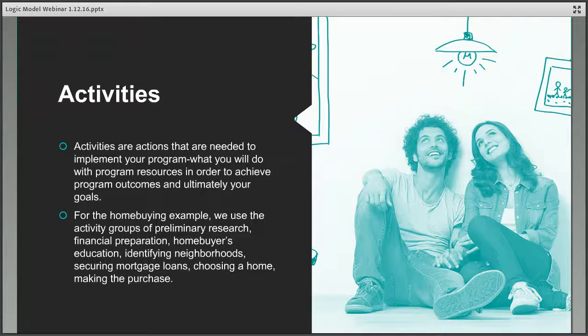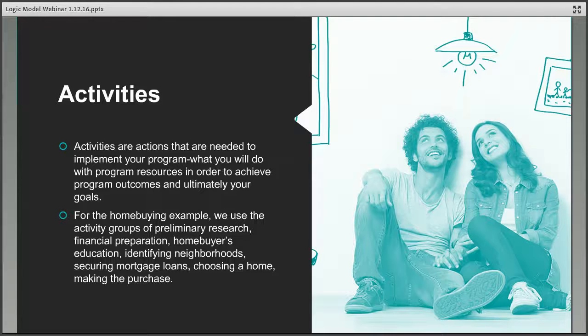Each activity group will have more specific activities under it, but remember, this is not a to-do list. Getting too specific will overwhelm your logic model and then overwhelm the stakeholder process that you spend a lot of time engaging in. So for the home buying example, we can use the activity groups of preliminary research, financial preparation, home buyers education, identifying neighborhoods, securing mortgage loans, choosing a home, and making the purchase.